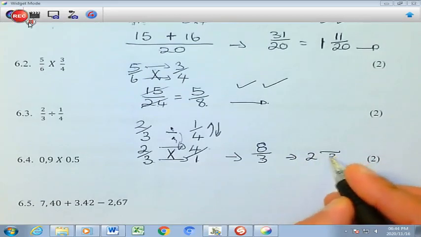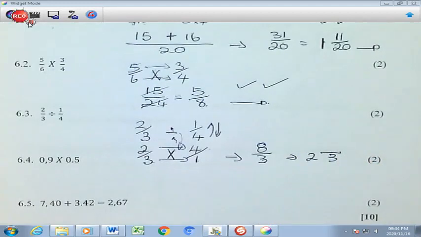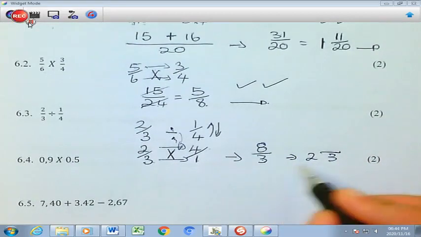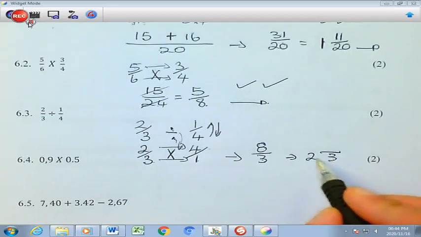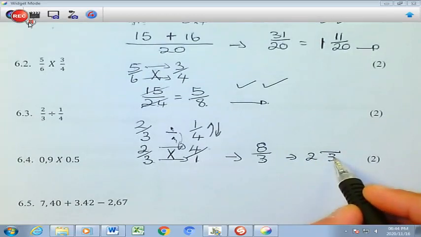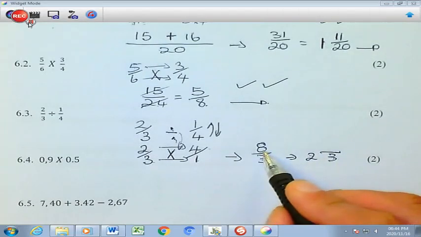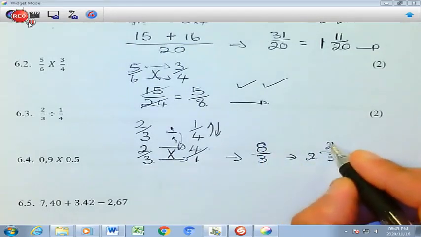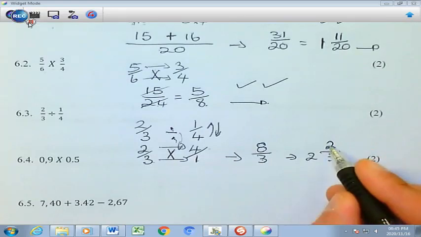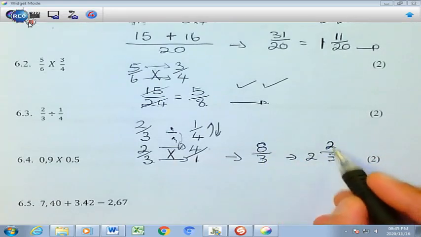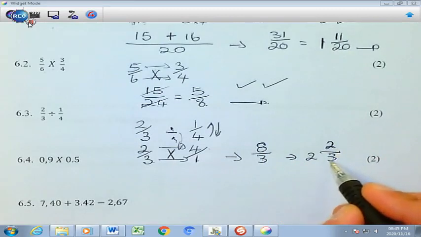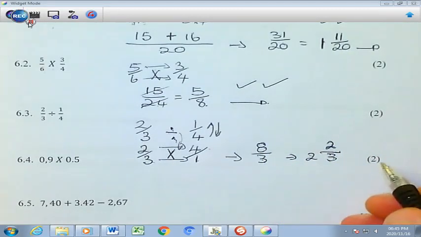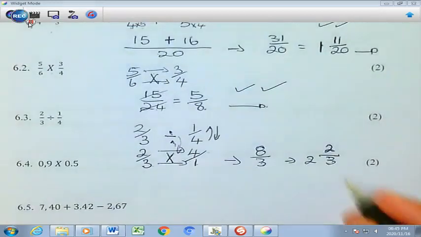Your 3 is going to remain here at the bottom, which is your denominator. You're going to ask now, 2 times 3 is 6. And then that 6, the difference between the 6 and the 8 there is 2. Alright? So that's going to be 2, which is the remainder of this simplification here. 2 and 2 over 3. 2 and 2/3 basically is your answer.